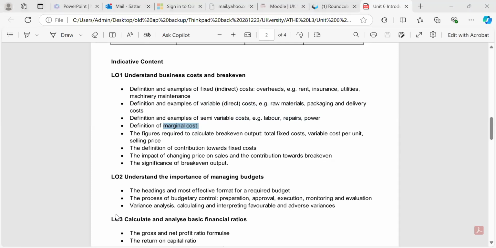I'll go through all the examples, which will be in the PowerPoint slides in a minute as well. I'm going to share the slides with you. Let me first share the unit specification, and then I'll introduce it. Just give me 1 minute.